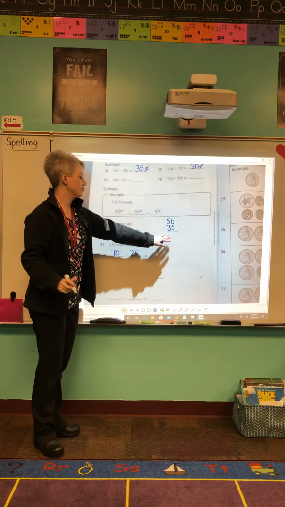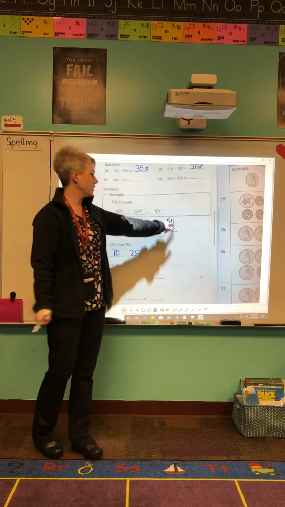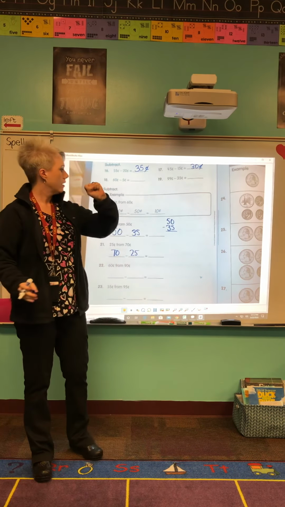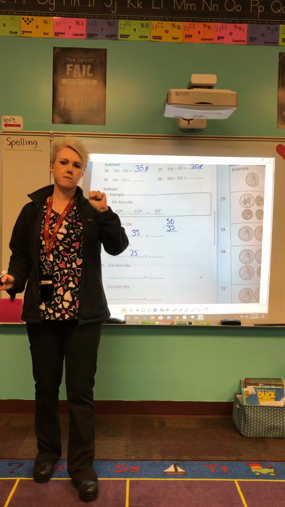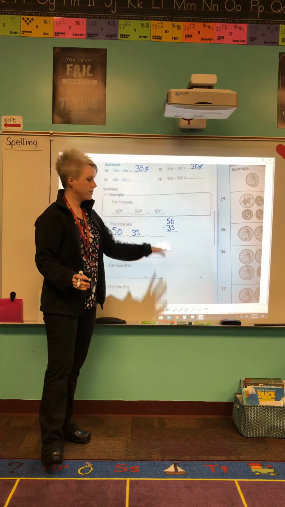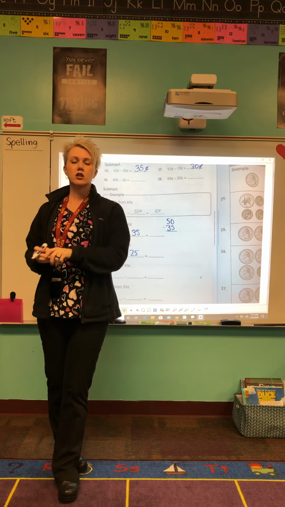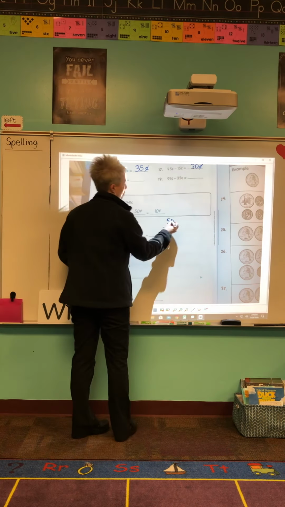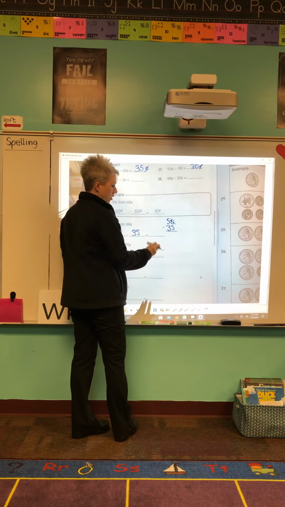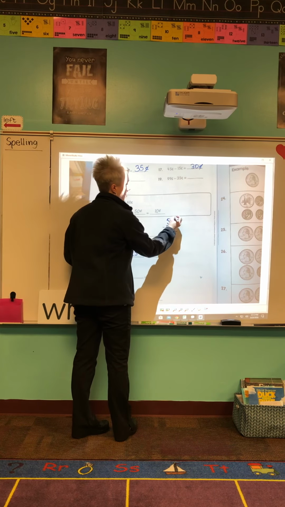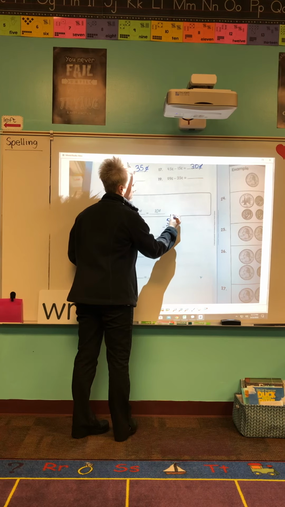Now when we look at this problem, we know that if I have 0, I cannot take 5 away. So what am I going to do? Blow it into your hand, release it. Good job. Borrow. And when we borrow, we keep this number and we add a 1 in front of it.